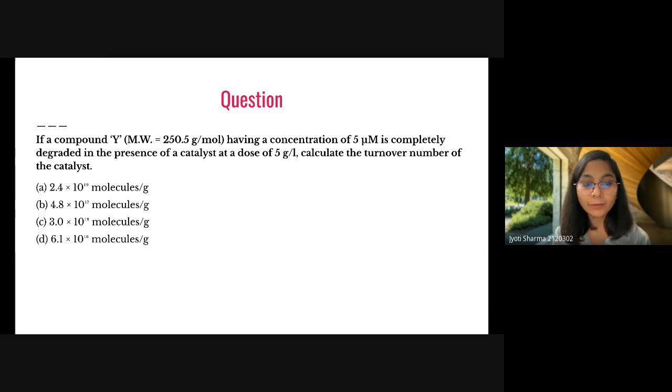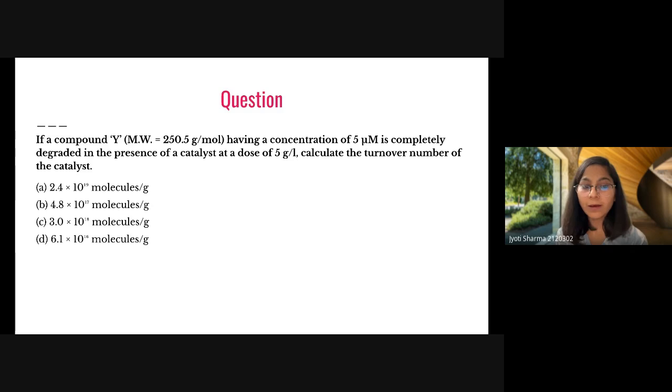So again, we have one question related to turnover number. Here it is not turnover frequency, but turnover number. So compound Y has a concentration of 5 micromolar and is completely degraded in the presence of a catalyst at a dose of 5 gram per liter, and you need to calculate the turnover number of the catalyst. As I told you, whenever you divide the turnover number by the time, that will give you the turnover frequency. But this is turnover number, so you will not divide it by the time.